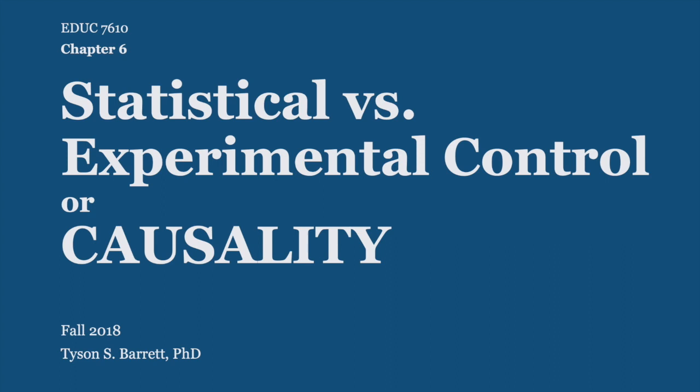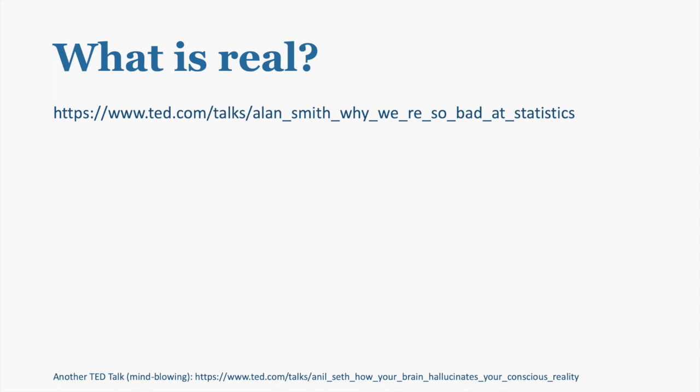So this chapter is about statistical versus experimental control, or causality. I've integrated some things that aren't in the book about causality that I think are really useful, and they're things to keep in mind. We're going to talk about them throughout the class. So first, when you get time, you can watch this TED Talk. It's about why we are so bad at statistics. It's an interesting one.